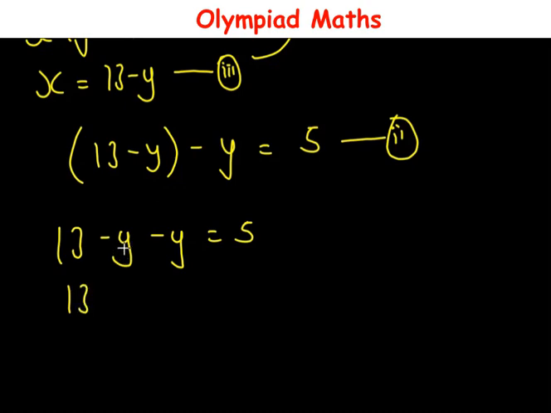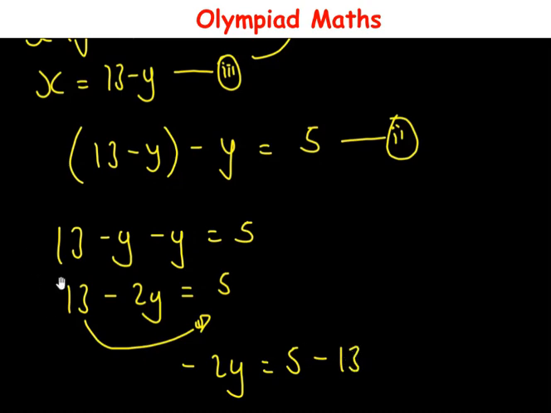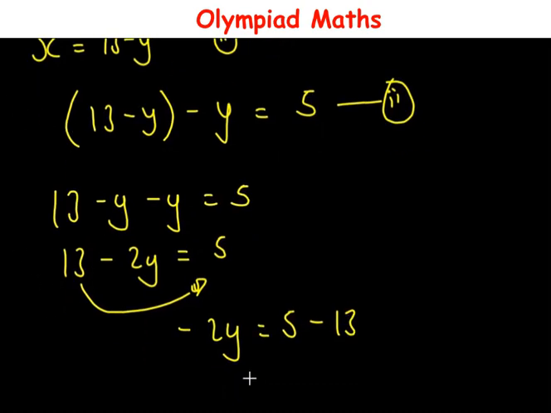So 13 minus y is equal to 5 minus 2y. Then move 13 over to this side, okay, we have minus 2y is equal to 5 minus 13. So from here, what we have is minus 2y is equal to 5 minus 13, which is equal to minus 8. So to then solve for y, divide both sides by 2.